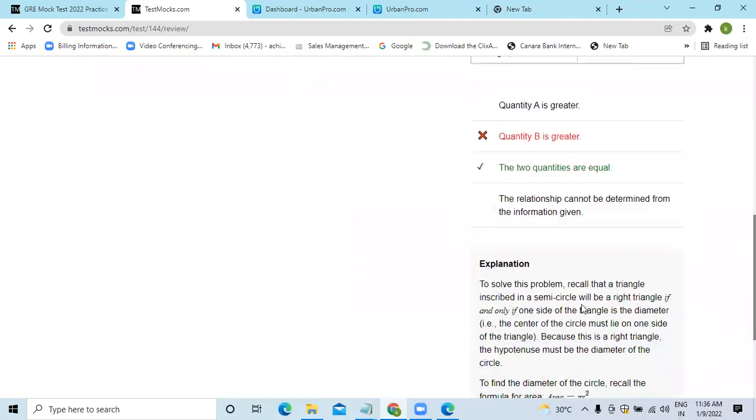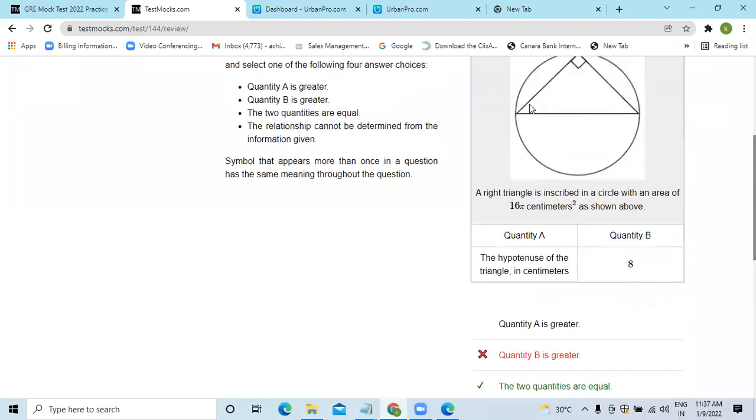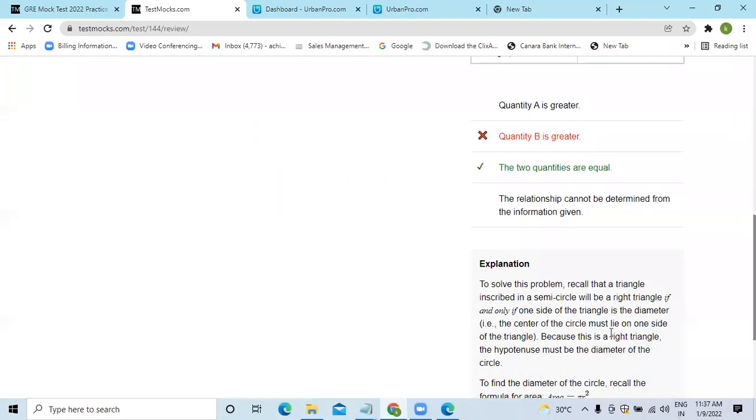So to solve this problem, recall that a triangle inscribed in a semicircle has a right angle if and only if one side of the triangle is the diameter. The center of the circle must lie on one side of the triangle because this is a right triangle. The hypotenuse must be the diameter, as I told you. Is there any doubt here? No, sir. Okay, so up to this, it is clear.